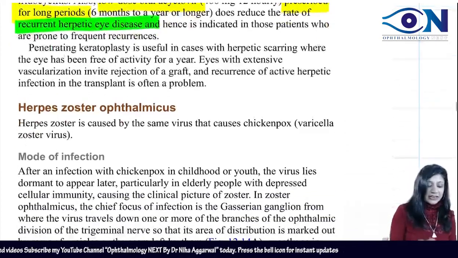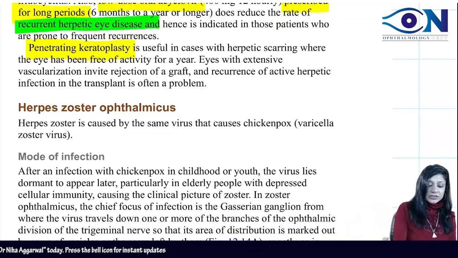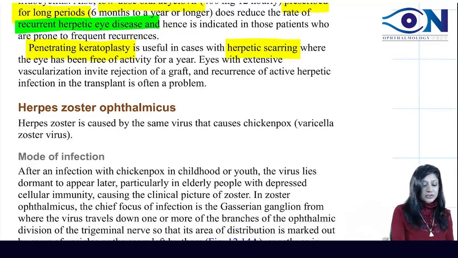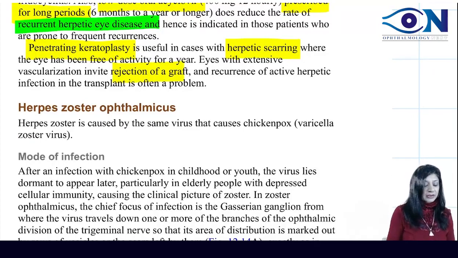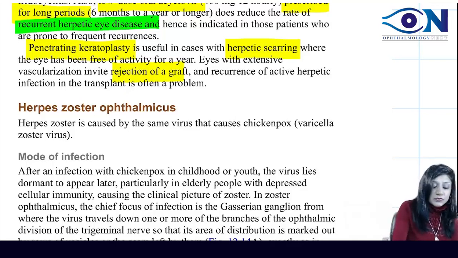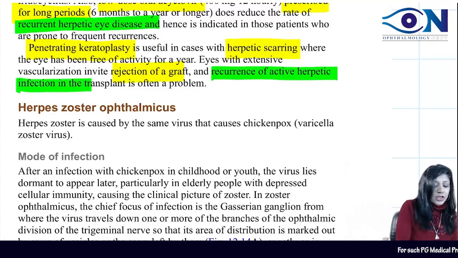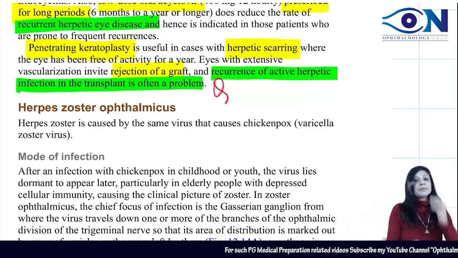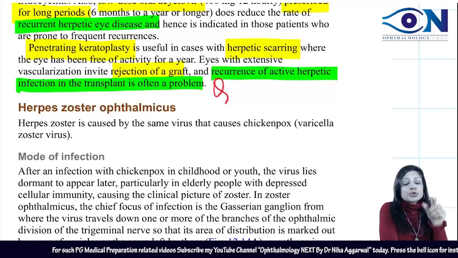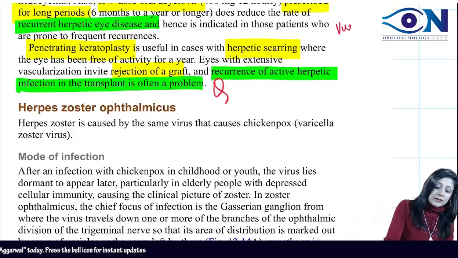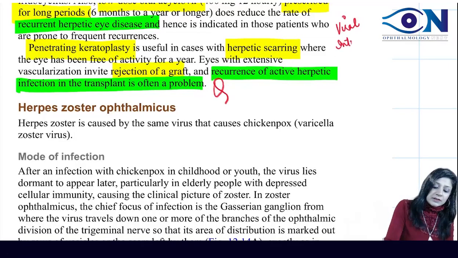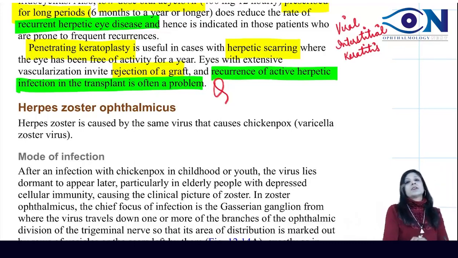Then we have penetrating keratoplasty. Penetrating keratoplasty we can use in cases of herpetic scarring. Eyes with extensive vascularization will have rejection of the graft, and recurrence of the active herpetic infection in the transplant is often a problem. This was actually a frequent question previously in AIIMS also: which of the following infections is most common in the graft? Whenever we are doing a graft, viral interstitial keratitis is very, very common.